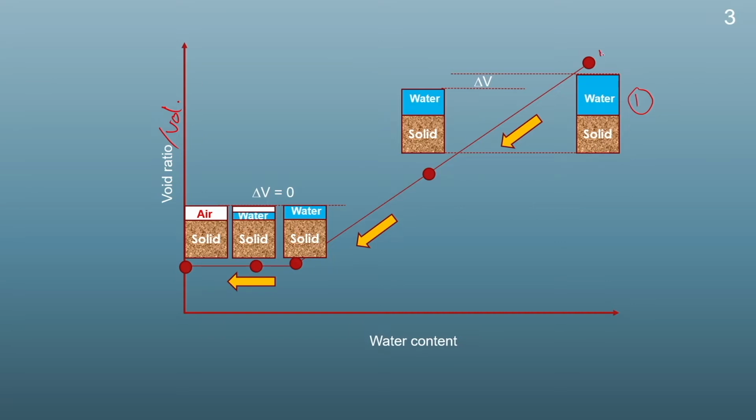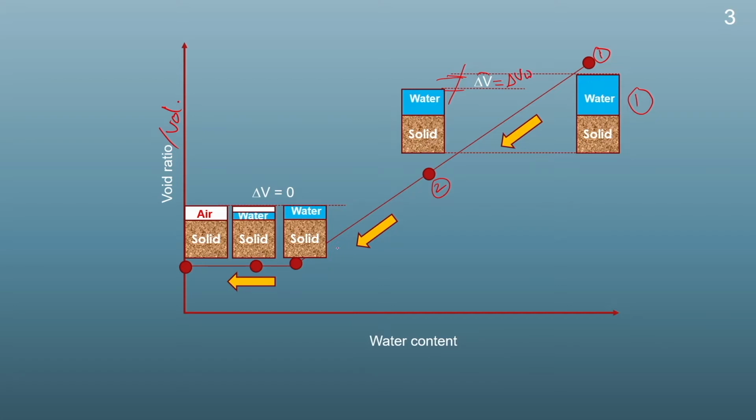When we dry this soil sample from point 1 to point 2, there will be a change in the volume of the soil. This decrease in the volume of the soil will be equal to the decrease in the volume of the water from the soil. So, here you can see this is the change in the volume of the soil, and this change will be equal to the change in the volume of water of the soil sample.